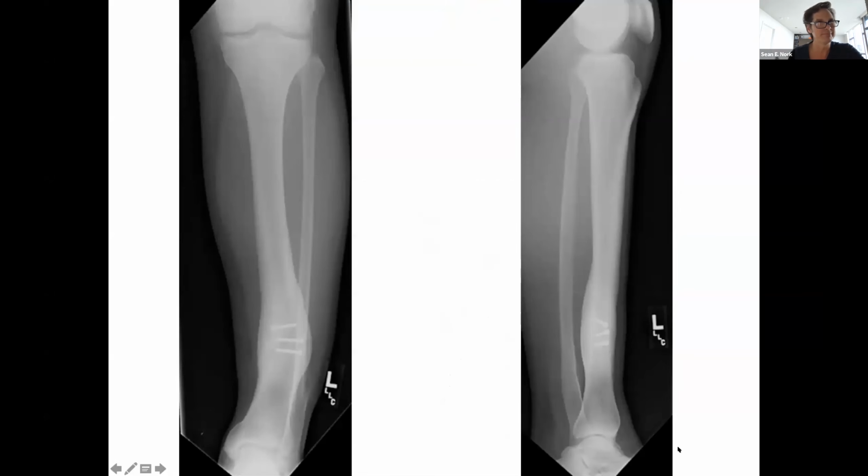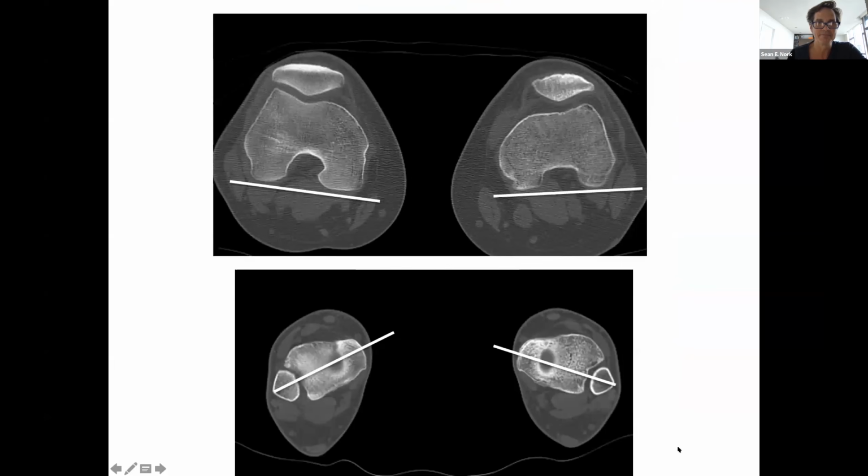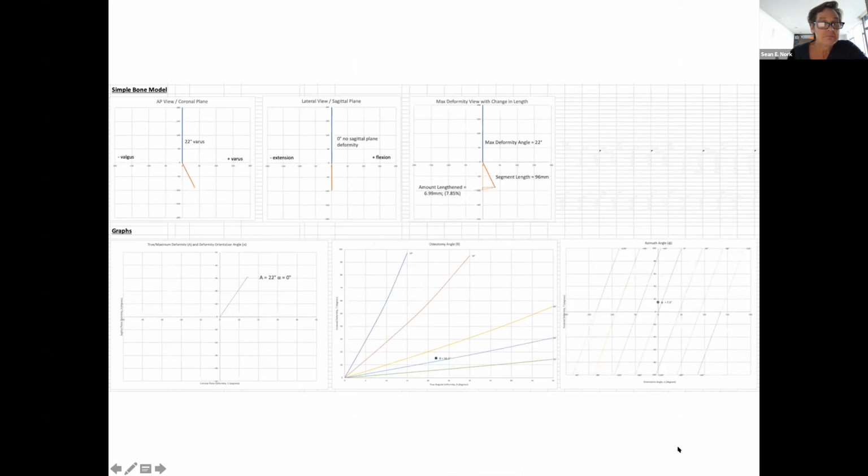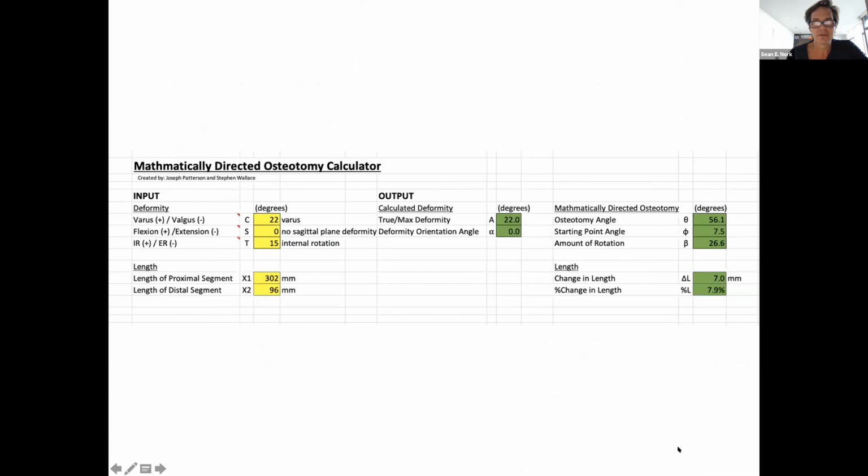So looking at him in just a little more detail, that's the CT scan. Once again, he has external tibial torsion, but it's 15 degrees less on the left affected side. Therefore, he has 15 degrees of internal rotation of the left tibia. He's 13 millimeters short. So if we go to the graphic representation and calculate this, we find that angle theta is 56 degrees, which is consistent with the plots on the graph. Angle phi is 7.5 degrees from the coronal plane, which is half the torsion.